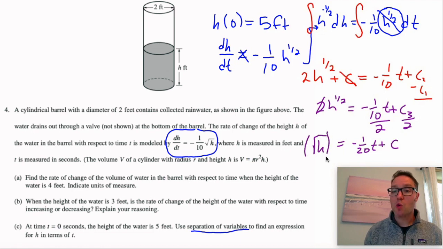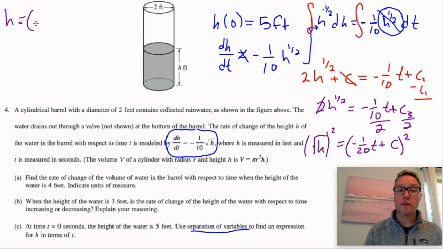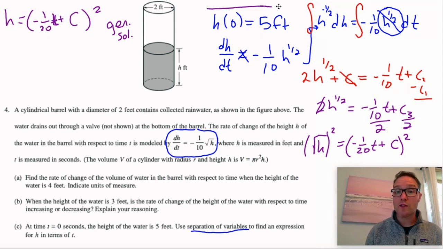And now I'm going to square. All right, maybe I'll go over here. So h equals negative 1/20 t plus a constant, squared. This is a t, by the way. My t's look like pluses. Great, that's called my general solution. Don't stop there, though. I got to find out what the plus c is, and they gave me an initial condition. Here it was, and here it is, and here it will remain.